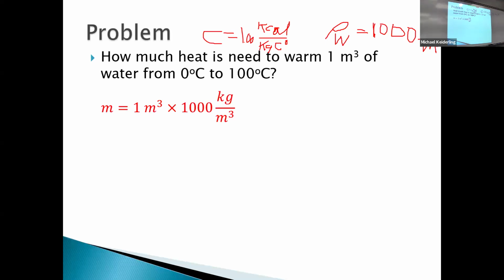So our mass is going to be 1 cubic meter times 1,000 kilograms per cubic meter. That's 1,000 kilograms or 1 metric ton. We're going to take our ton of water and we're going to add heat to it.